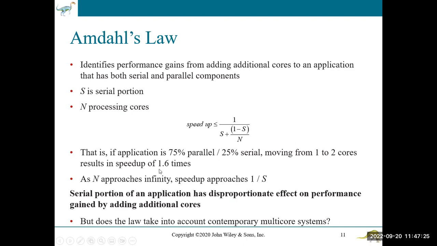Essentially, that's a loss of 20%, I think. And here it says the application is 75% parallel and 25% serial. So everybody understands the distinction between parallel and serial from computer architecture? Yes?